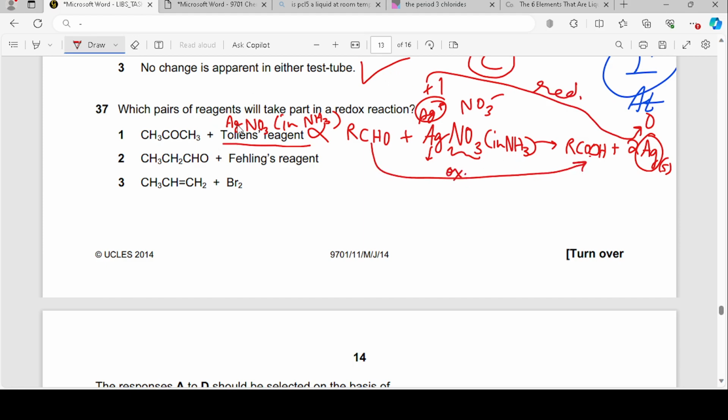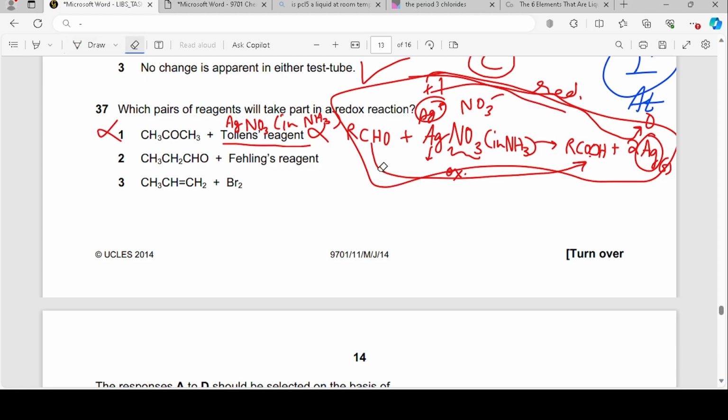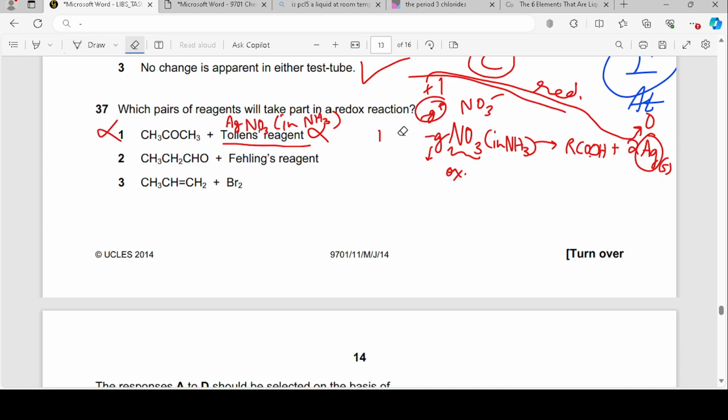However, Tollens reagent is a test for aldehydes, and since this is a ketone, there will be no reaction, right? Otherwise it would be a redox reaction if it was an aldehyde, but since it's a ketone, there will be no reaction, so it cannot be a redox reaction either, because no reaction means no reaction, right? So one is wrong basically.